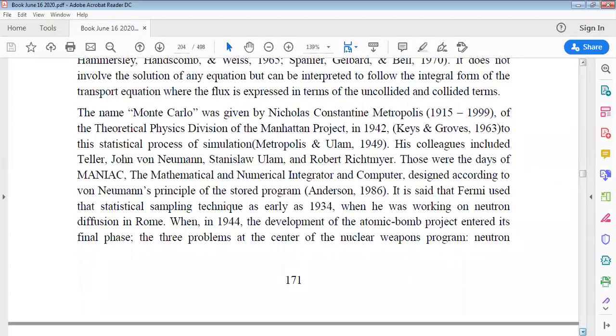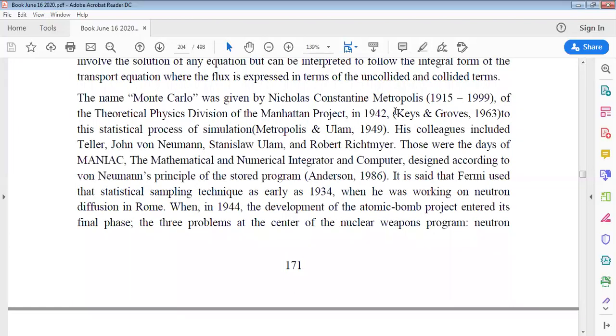Historically, the name Monte Carlo was given by Metropolis of the Theoretical Physics Division of the Manhattan Project in 1942, according to this reference. And then Metropolis and Ulam 1949 used it extensively. These were the early days of Monte Carlo simulation. The group included Teller. Von Neumann came up with a fantastic convergence series, which we will use a lot in Monte Carlo simulation. Ulam and Richtmyer. Richtmyer's name I always associate with hydrodynamics and implosion.